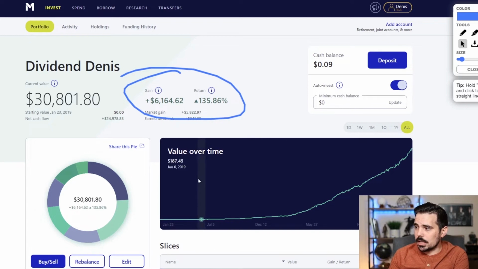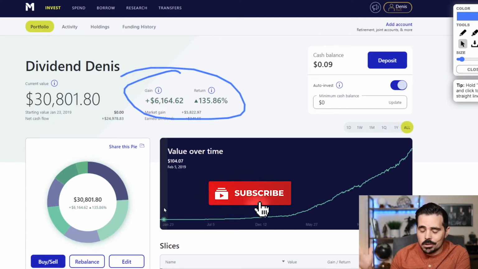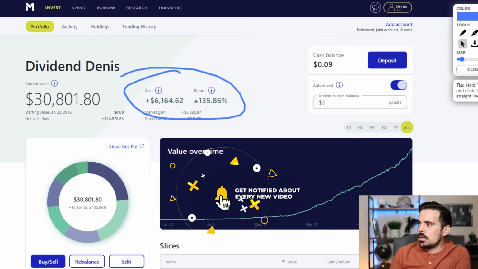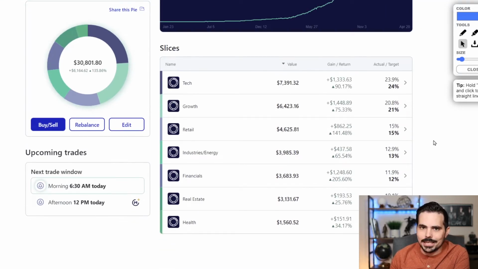If I go to the all-time here, I like to show this again. I started with $100. That's all I started with, and then I got more comfortable as I went along. So you can do that as well, and then you can have a portfolio that looks like this. This is what I set up with my account.